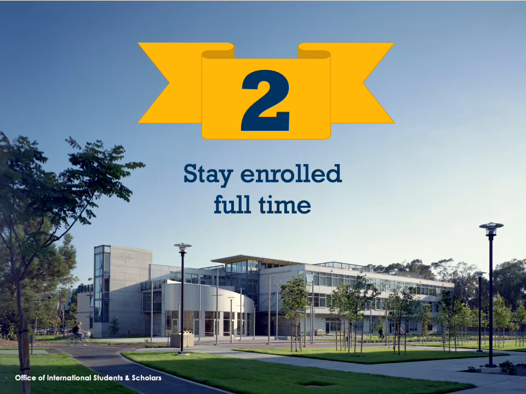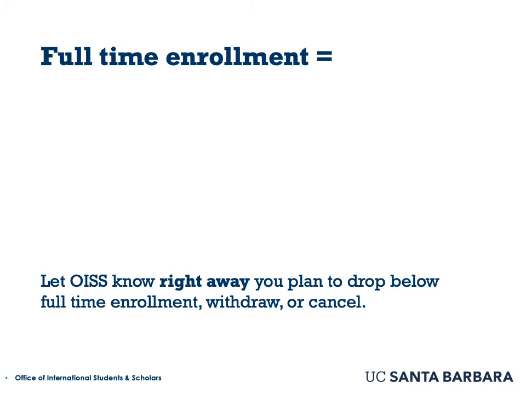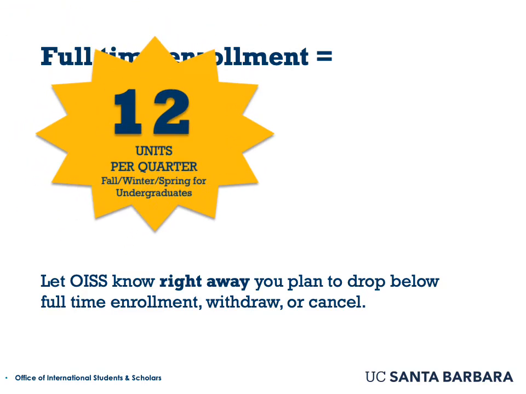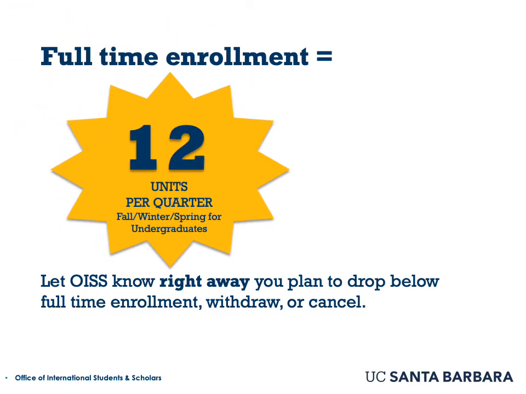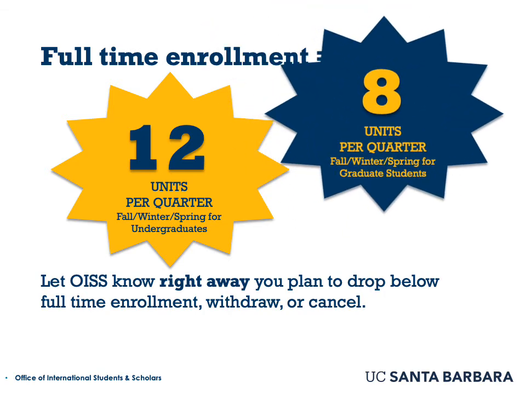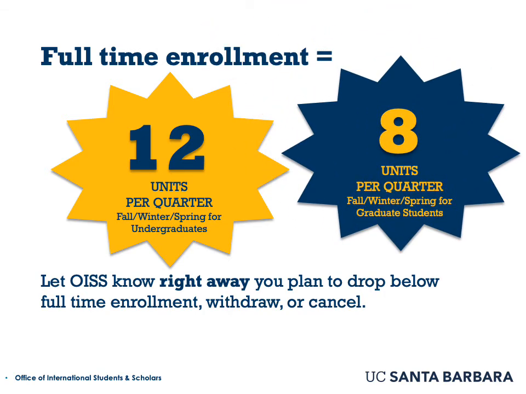The second important rule is to stay enrolled full-time. Full-time enrollment for undergraduates is 12 units per quarter, fall, winter, and spring. For graduate students, 8 units per quarter, fall, winter, and spring. Let OISS know right away if you plan to drop below full-time enrollment for any reason, if you need to withdraw or cancel. Talk to OISS first.